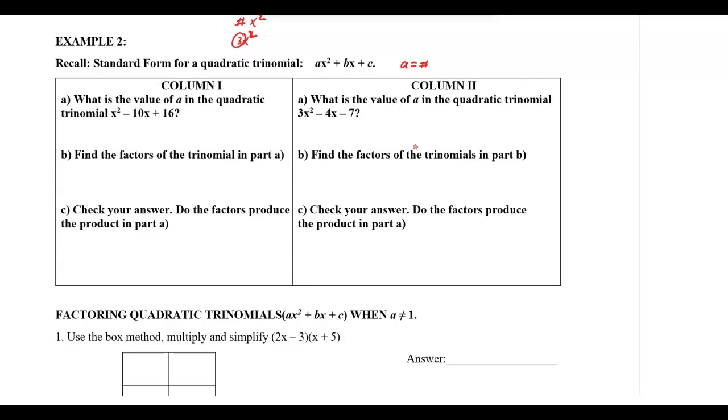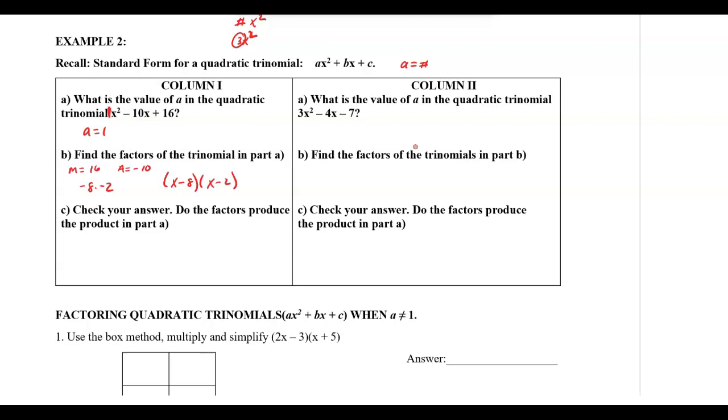So let's go through and look at this activity. It says, what is the value of a in the quadratic trinomial x squared minus 10x plus 16? Well, we know the number in front of x squared is 1, so we know a is 1. If we were to factor this, we would look for the numbers that multiply to give us 16 and add up to negative 10. In this case, that would be negative 8 and negative 2, because those multiply to give you 16, and they add to negative 10. So this would factor to x minus 8 times x minus 2.